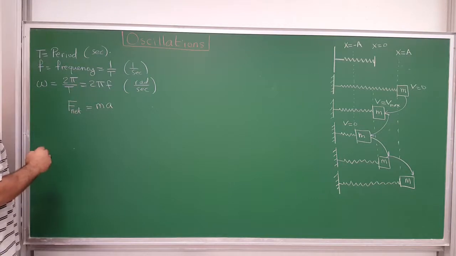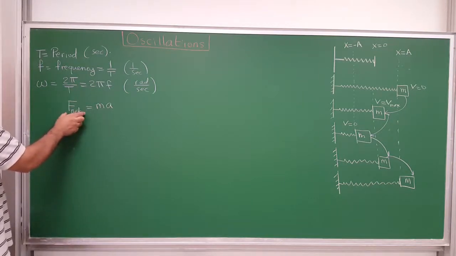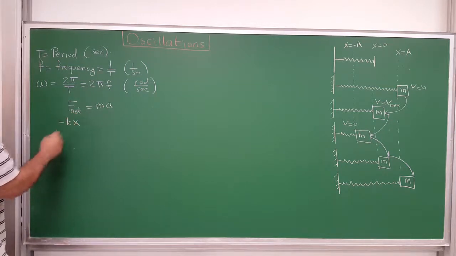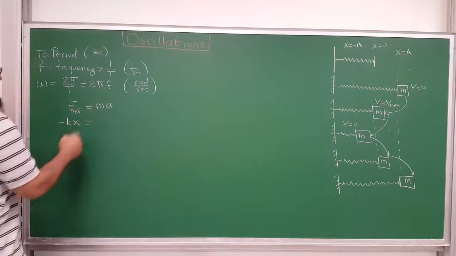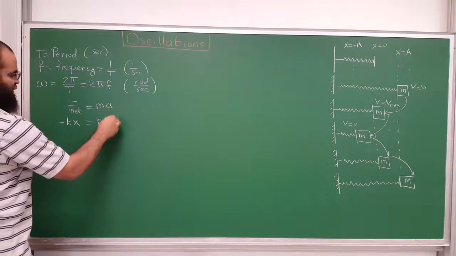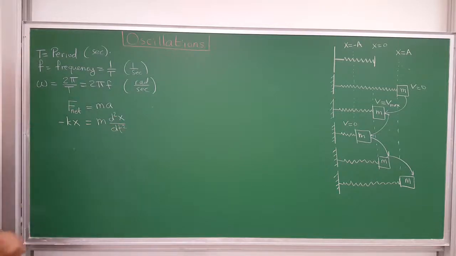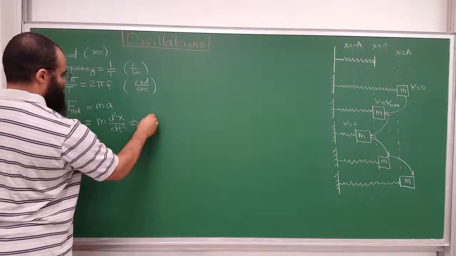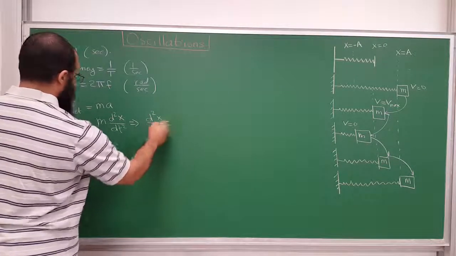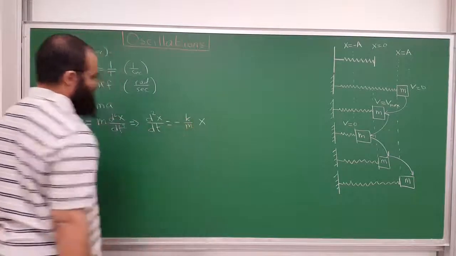So this is for a mass on a spring. If x is positive, the force is negative. If x is negative, the force is positive. So we have F equal to negative k times x, and that equals ma. But the acceleration is the second derivative of position, so the second derivative of x with respect to t is equal to negative k over m times x.